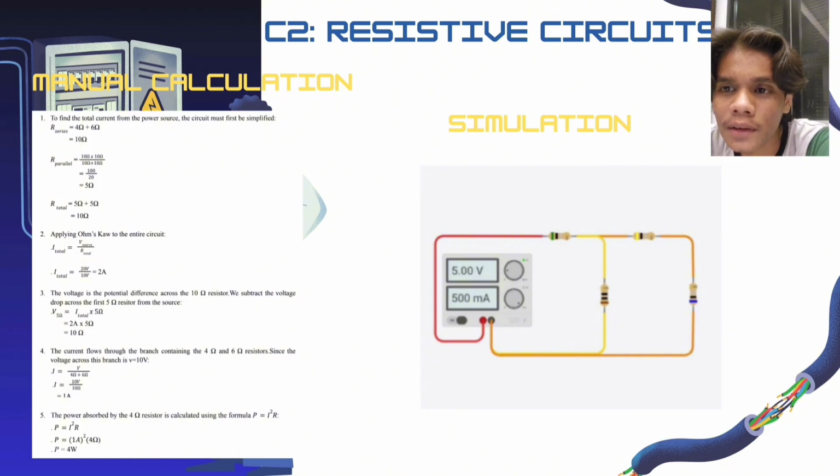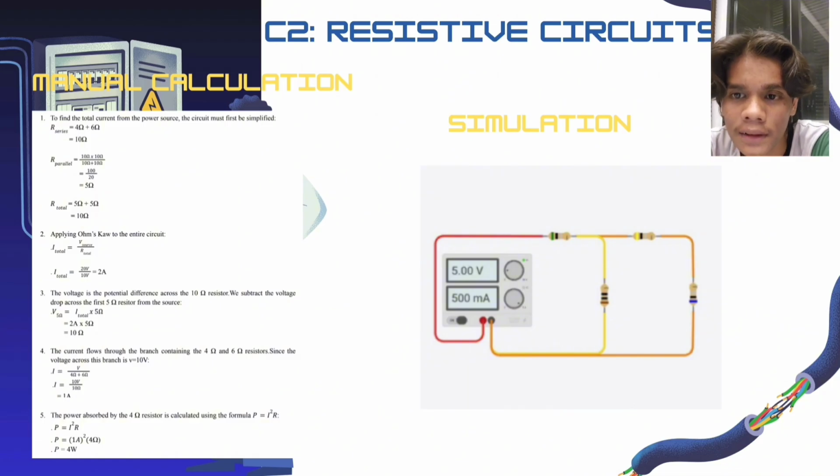For Chapter 2, basic resistive circuits, to find the total current coming from our power source, our very first step is to simplify the resistor network. We'll begin by identifying two resistors in series, a 4 ohm and a 6 ohm resistor, which combine to give us 10 ohms. This equivalent resistance sits in parallel with another 10 ohm resistor.